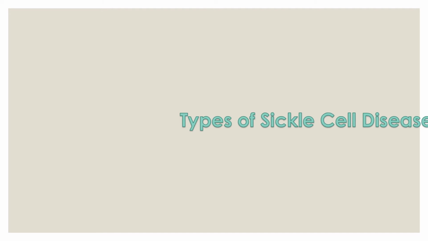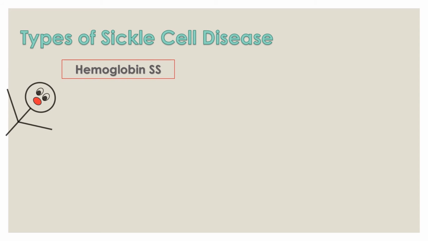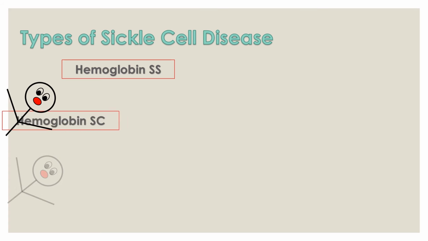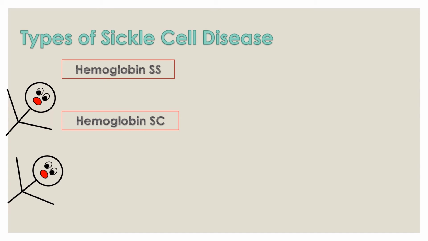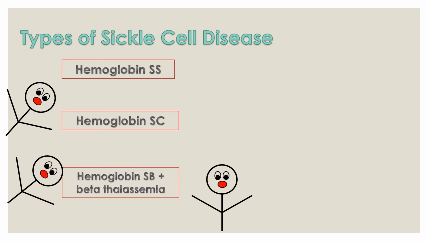There are several types of sickle cell disease. Sickle cell anemia, which occurs when substitutions in the beta-globin genes are inherited from both parents. Sickle hemoglobin C disease, which occurs when there's a slightly different substitution in the beta-globin gene that produces hemoglobin C and S. Sickle S beta thalassemia, which occurs in individuals that contain substitutions in both beta-globin genes.